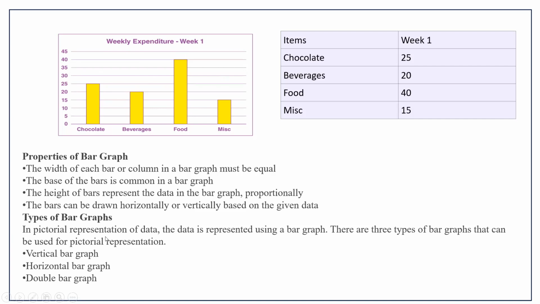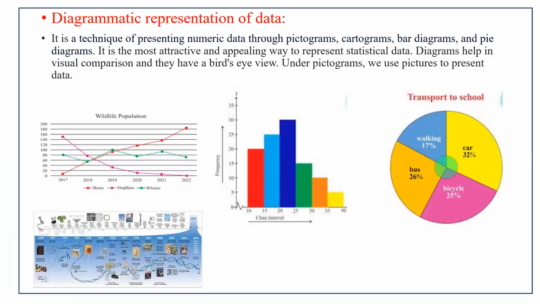Now there are different types of bar graph. Those are vertical bar graph, then horizontal bar graph, double bar graph. So we will not go into details of that. It is just for your information.